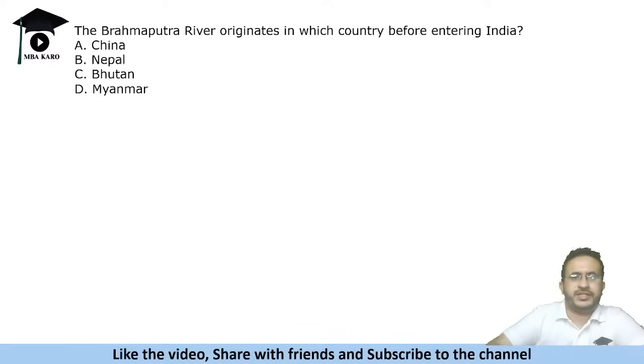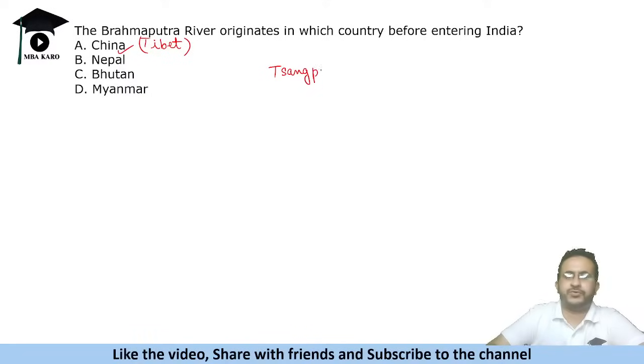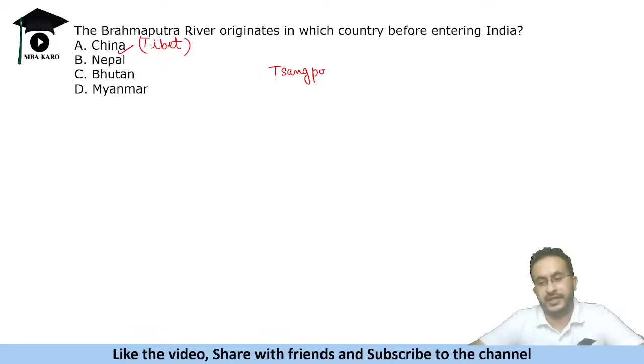So it originates in China, basically in Tibet, because Tibet is considered a part of China. Its name there is something like Tsangpo. When it enters India, it is called Brahmaputra. Before that, the river is called Tsangpo.